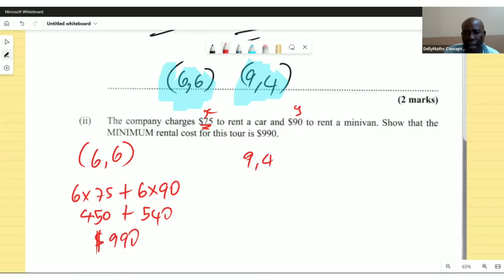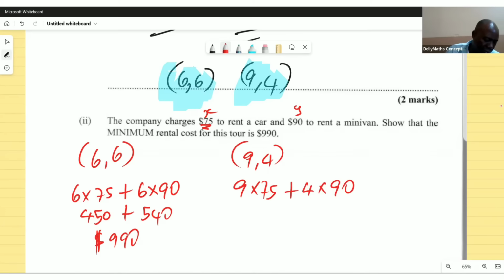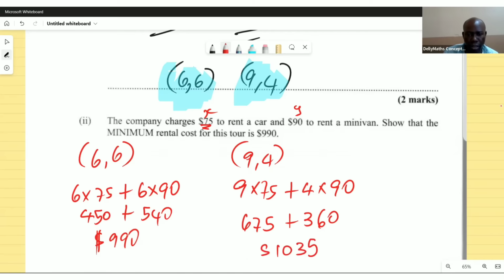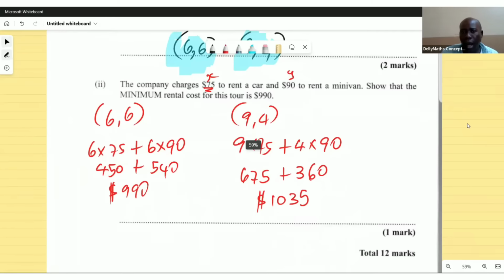So we're looking at the other combination. It's 9 times 75 plus 4 times 90. The 9 times 75 is going to give me $675, and this is going to give me 360. So if I add 675 plus 360, I'm going to get $1,035. But we would have proven that you could see on this that this is the minimum cost right here.